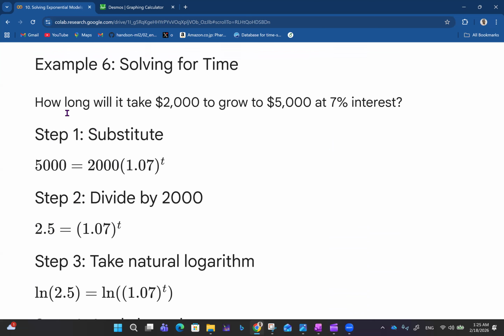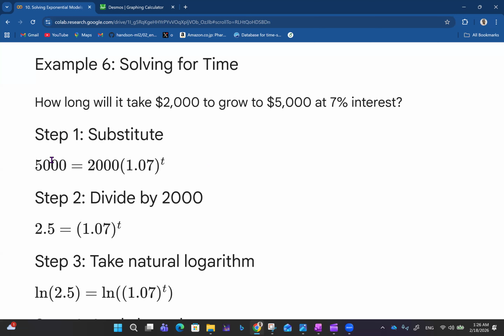So, solving for time: how long will it take $2,000 to grow to $5,000 at 7% interest? Now we are looking for T. Step one is substitute. The amount you are looking forward to is 5,000. So you can actually plan, right? If you are investing, you may want to know, I need $10 million after 5 years, how much should I invest at this given rate to get it at that time? You can use this compound interest model to figure all of that out.